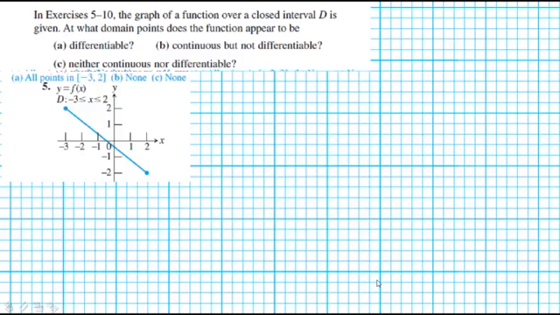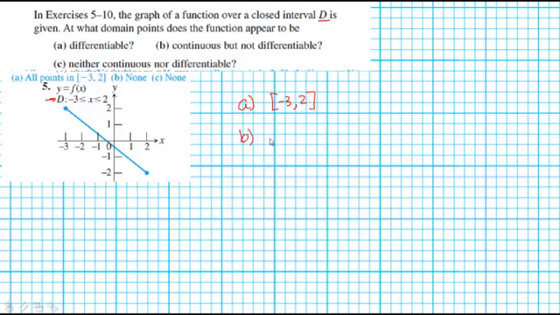Okay, in problem number 5, we're going to ask on the closed interval D, which is given right here, where are the points differentiable? Now, we're looking for spots where there are cusps, where there's corners, where there's discontinuities, where there's vertical tangents. I don't see any of those attributes on problem number 5. So where's it differentiable? It's differentiable on the entire interval from -3 to 2.